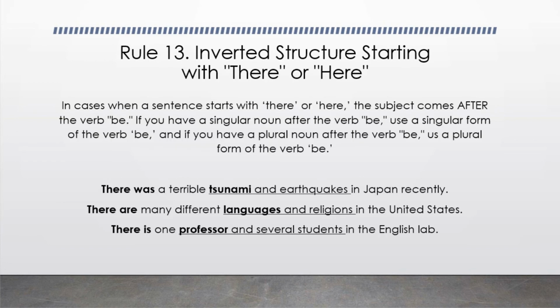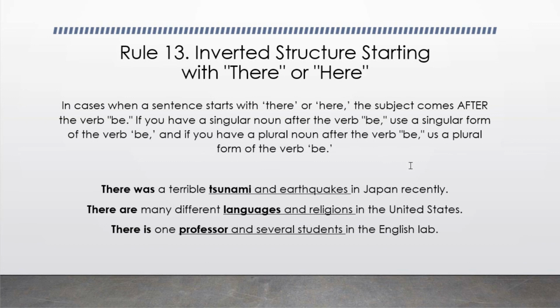Rule number 13 talks about inverted structures starting with there or here. In cases when a sentence starts with there or here, the subject comes after the verb to be. If you have a singular noun after the verb to be, use a singular form of the verb to be. And if the subject is plural, then you use the plural form of the verb to be.